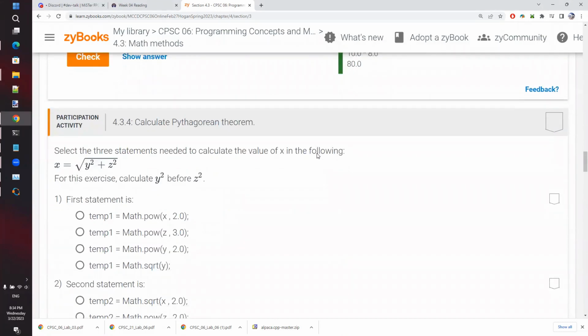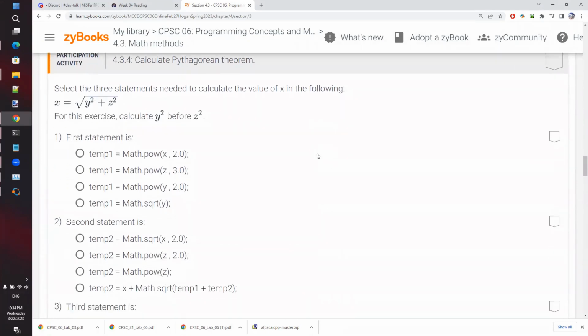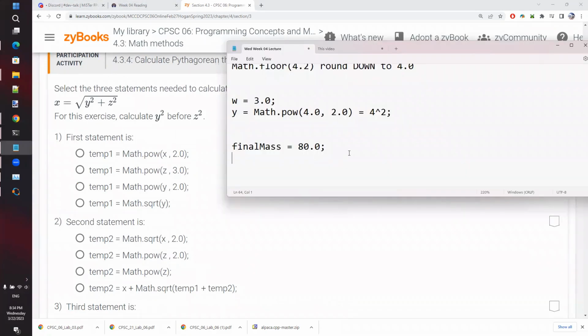Okay, so we have more of these that are about talking about how to evaluate these. So this is kind of weird, this one. Maybe we'll just do it because it's weird.